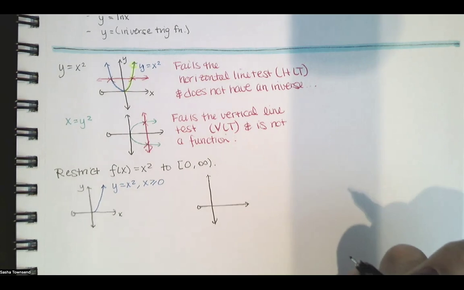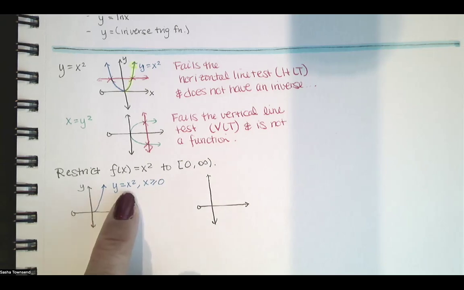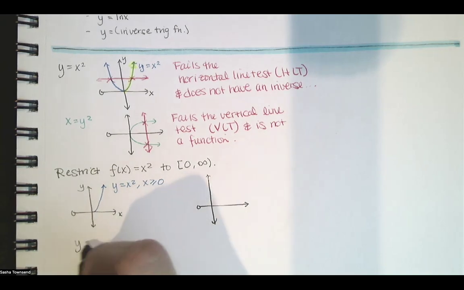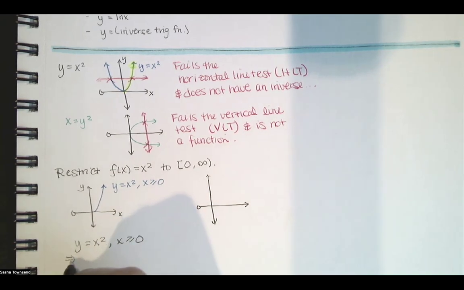Okay, well, what does f inverse look like? Well, it's relatively easy to see. If you take this equation and solve for x as a function of y, this is what you get. y equals x squared, where x is greater than or equal to 0, is equivalent to, if I solve for x, x equals the square root of y.